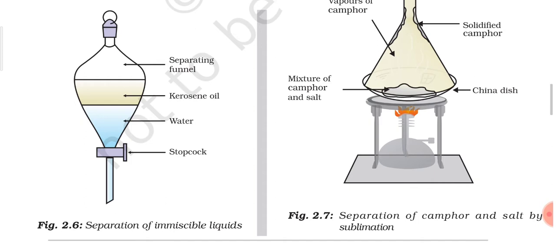What I want to say is that with the help of this apparatus, you can easily, within a few minutes, separate the components of two immiscible liquids. So this is how you have to do it. And here the very important term is separating funnel, because to separate the components of two immiscible liquids, the apparatus we use is called a separating funnel. So this is about the separation of immiscible liquids.